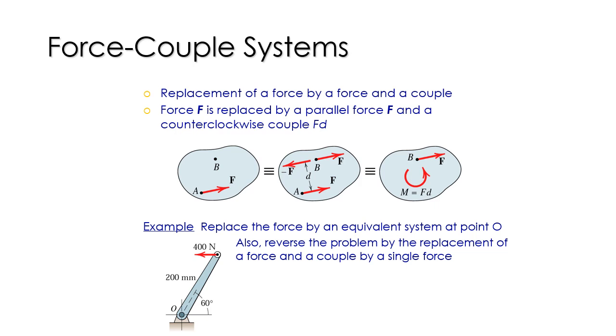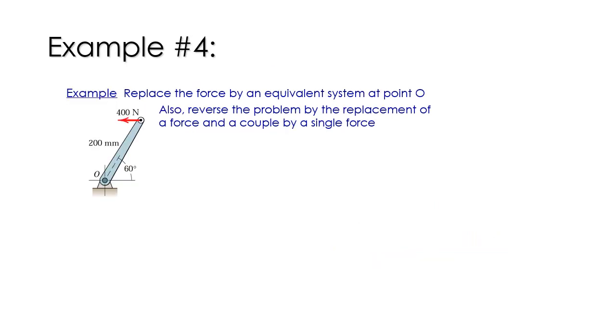So we have example number 4. Replace the force by an equivalent system at point O, and also reverse the problem by the replacement of a force and a couple by a single force. So we will only answer condition number 1. We will replace the force by an equivalent system at point O, so the force-couple system.